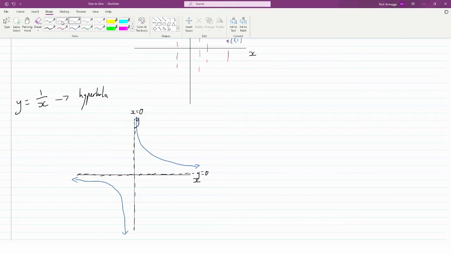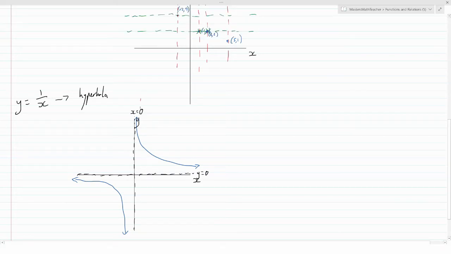So first, let's check if it's a function. Draw our horizontal lines. Yep, only hits once. We're good. Yep, awesome. Chuck one over here. Good. Now, even though it gets really steep at some of the points, it still only hits once. So this is a function.